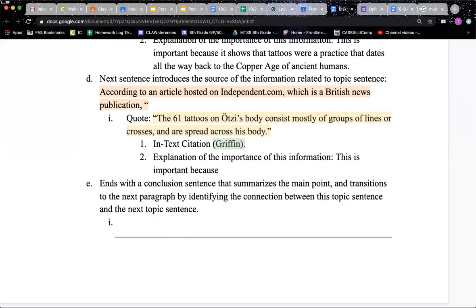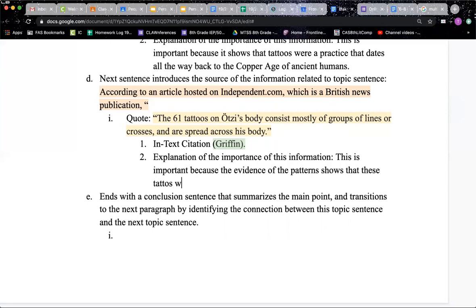because, and again, I need to show why it's important that it's lines or crosses. To me, lines and crosses mean that it was done intentionally, like on purpose. And it wasn't just like some weird scar that this guy got from like a saber-toothed tiger or something. So that's what I need to explain here. This is important because the evidence of the patterns, that's me referring to the lines and the crosses, shows that these tattoos were, and I'm gonna try to sound extra fancy here. In fact, this is a really good thing to use. In fact makes you sound like you really know what you're talking about. It shows that these tattoos were, in fact, intentional. Again, that just means that it was planned and not just some freak accident.